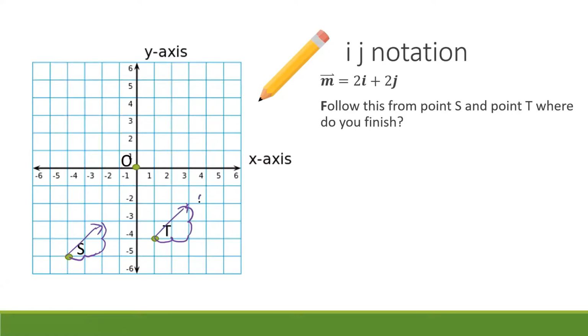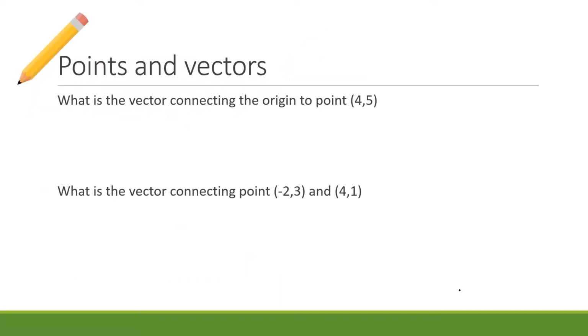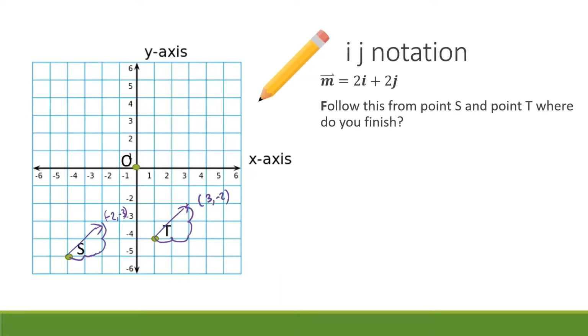T is going to end up at 3, negative 2. Whereas S is going to end up at negative 2, negative 3. Not that it's too important, but that's sort of what the question asks, so I thought I'd better do it. What else is on this slide? Oh, that's it. There's just a little bit more examples of ij notation.